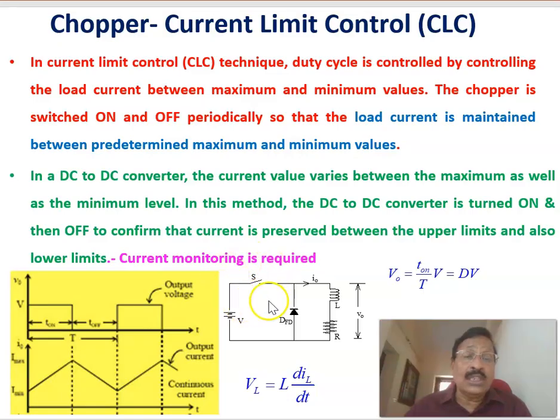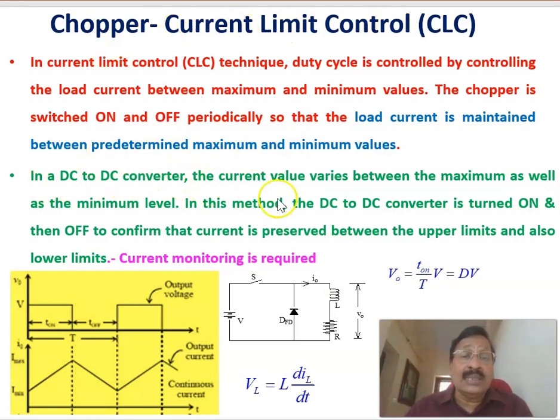Therefore, the switching on and off of this chopper switch is based on watching the current waveform, that is, by monitoring the current. Once the current touches the upper limit, you switch off the chopper. And again, once it touches the lower limit, you switch on the chopper. Therefore, the current will stay within the limits I max and I minimum. Based on that, you are controlling the switch. That is the principle of chopper current limit control.